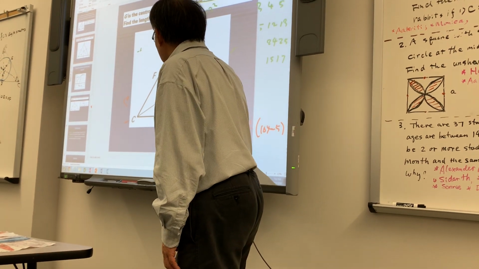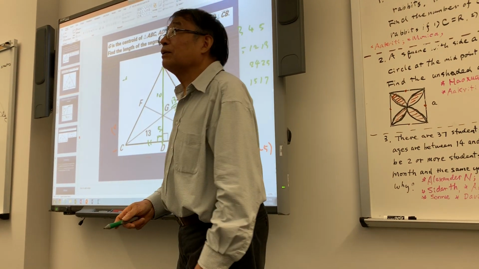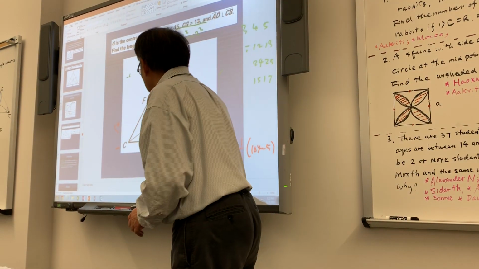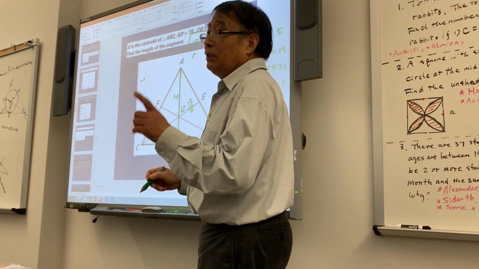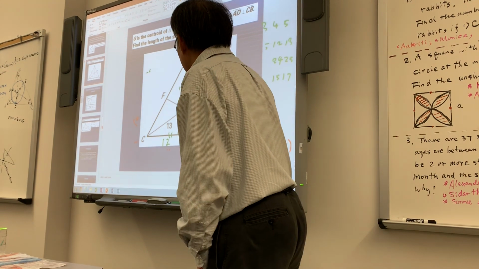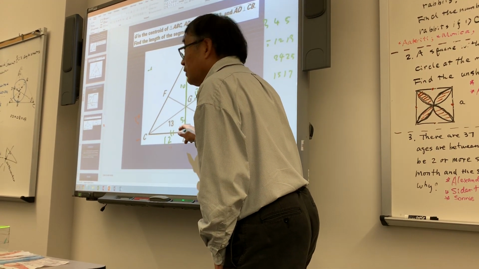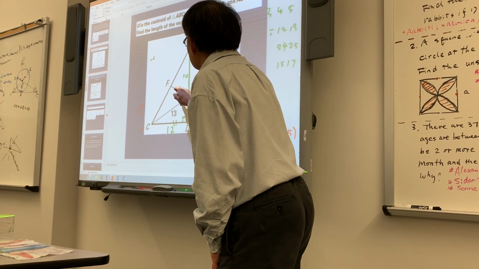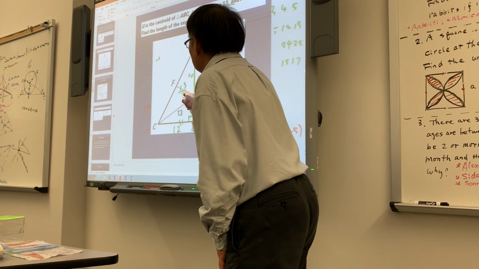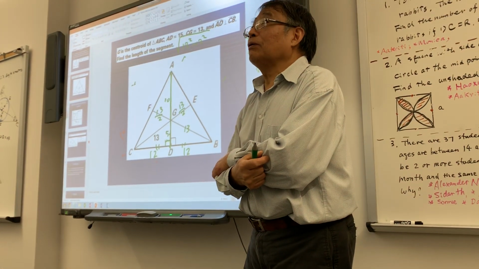Now, this is 5, this is 13. How about this side? Good, 12. 5, 12, 13. I told you last Thursday. You understand it? This is 12, this is 12 because congruent. 5, 12, this is 13. So this is 13 over 2. Do you understand me or no?